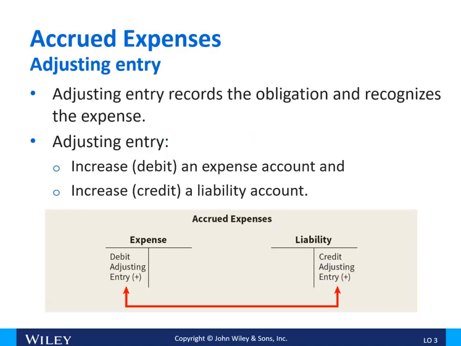The adjusting entry records the obligation, the liability, and recognizes the expense. So the adjusting entry is to increase or debit the expense account and increase or credit a liability account.